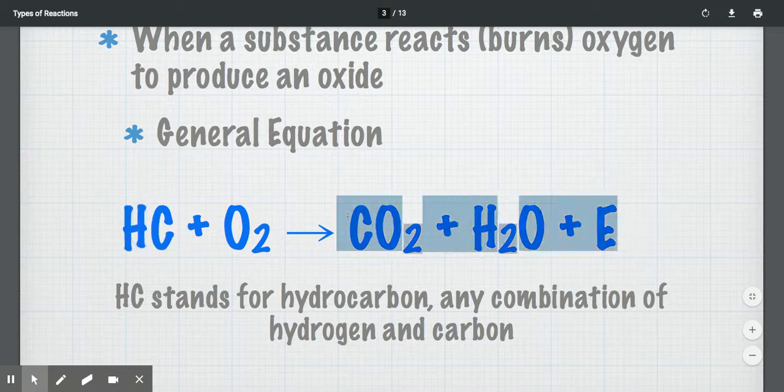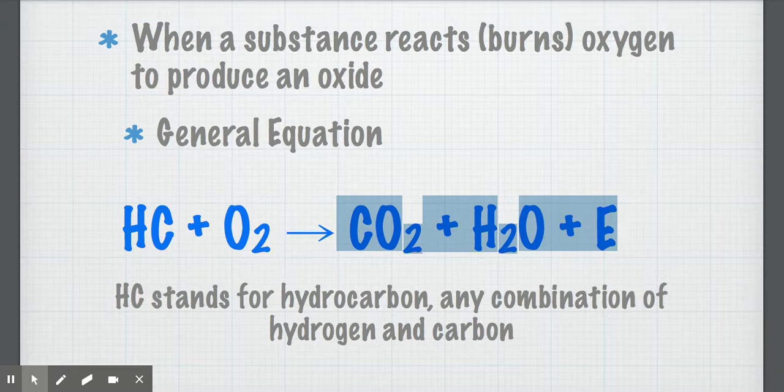In grade 10, we only look at complete combustion. In complete combustion, you're always going to have the exact same 3 products. You're going to have carbon dioxide, water, and energy. We just use E to represent energy. Energy is heat or light. So when you think about a combustion reaction, you should be thinking of fire, because that's often what it is.